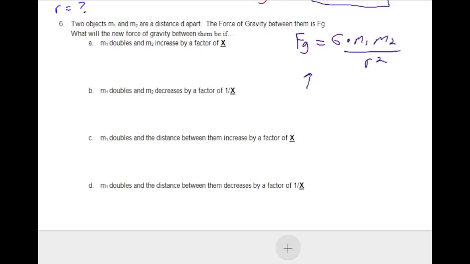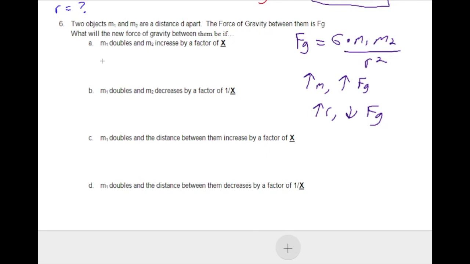We already talked about how if we increase mass, we will increase force of gravity, and how if we increase distance, we will decrease force of gravity. So we already know that these things are going to happen, and we can use these general statements to make sure that we're on the right track. So the first one says M1 is doubled and M2 increases by a factor of X. My advice to you guys is whatever is not mentioned in this problem, just set it equal to 1.